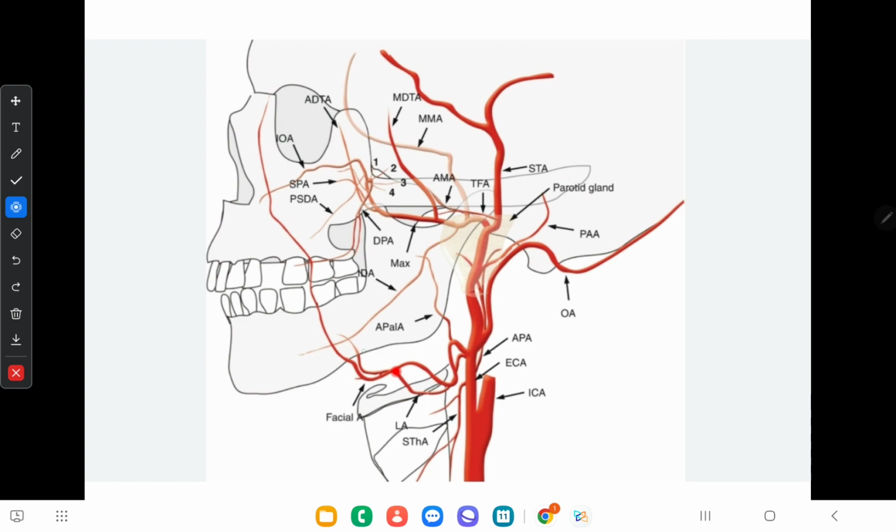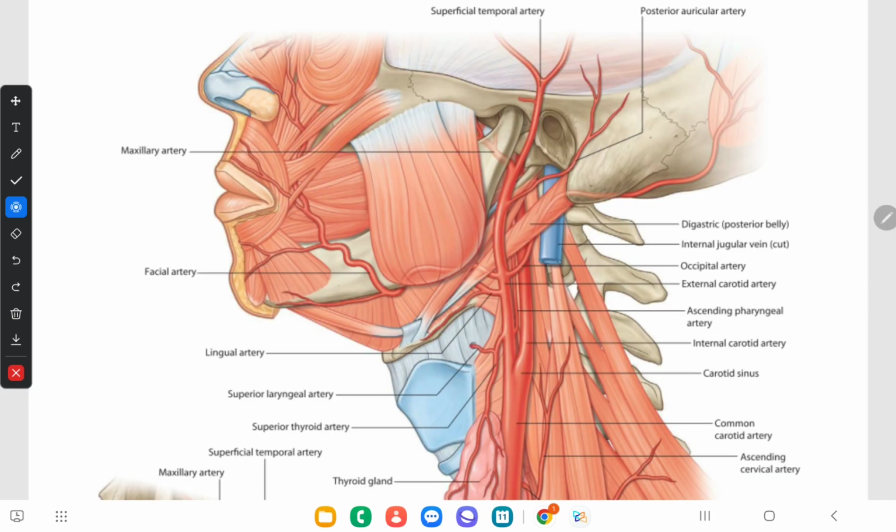Then the facial artery hooks at the lower border of the mandible. Then it ascends over the face close to the anterior border of the masseter muscle. You have the masseter muscle here in this area. You can see the course of the facial artery from this picture. It hooks around the lower border of the mandible anterior to the masseter muscle. This is the masseter muscle.